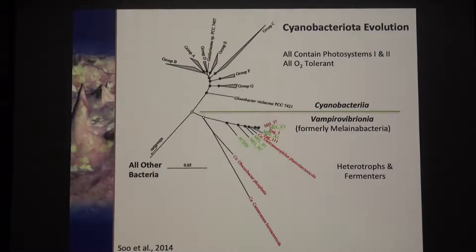There's a bunch of renaming. They're now Vampyrovibrionia, I'll probably end up saying melanobacteria because that's the first one that was found.